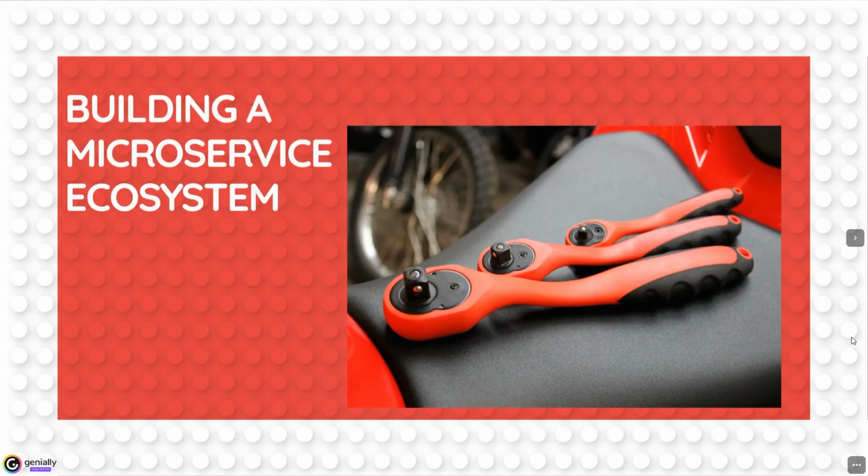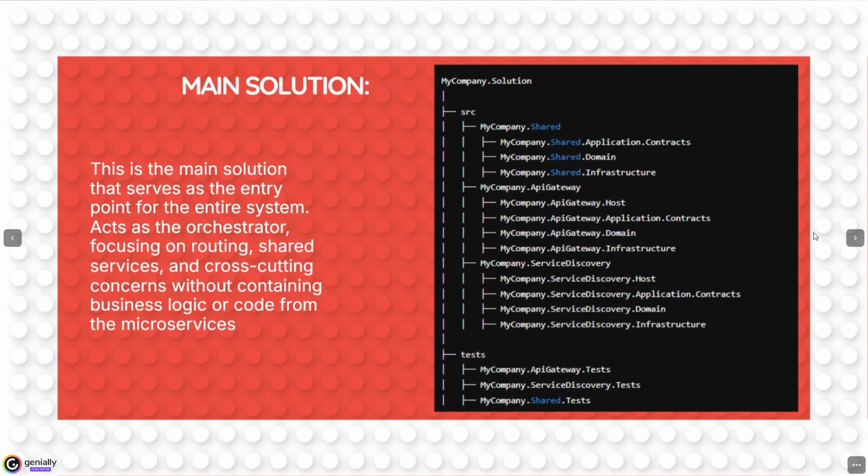In this video, we are gonna take a look at a microservices project example. We are gonna take a look at the main solution and the microservice solution, and look at the differences between them. First of all, we look at the main solution.